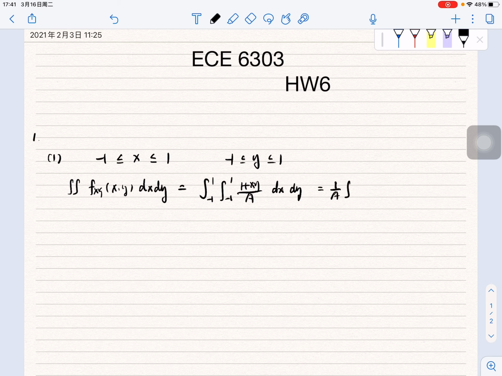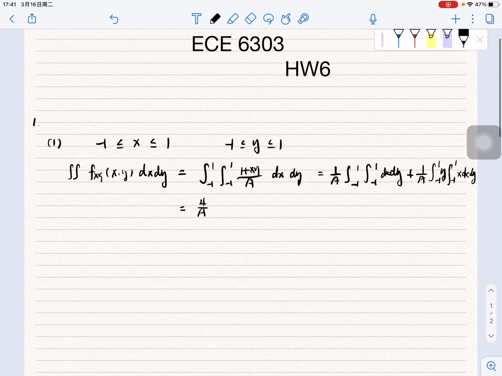1 divide a, integral from -1 to 1, -1 to 1 dx dy, and then plus 1 divide a, integral from -1 to 1 y, -1 to 1 x dx dy, and we can get the answer is 4 divide a. To make it a valid density function, we need to set this to 1, and then we can get the answer a equals 4.